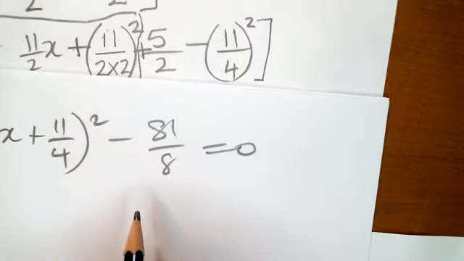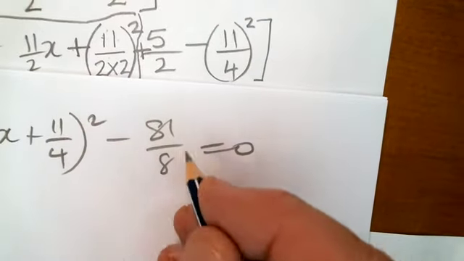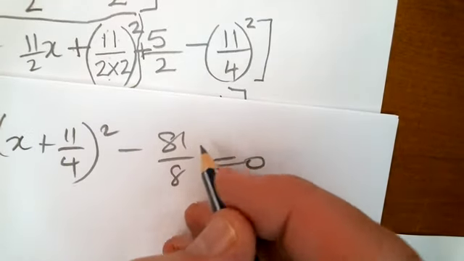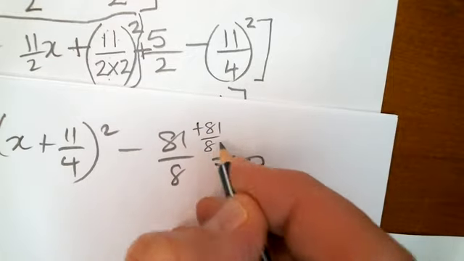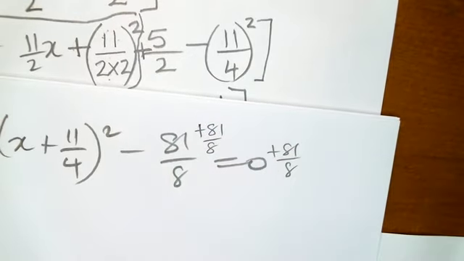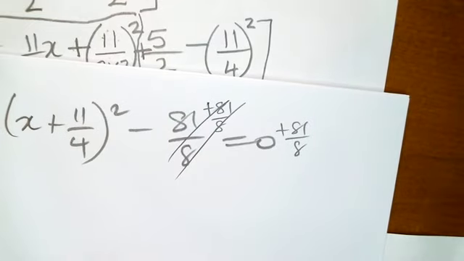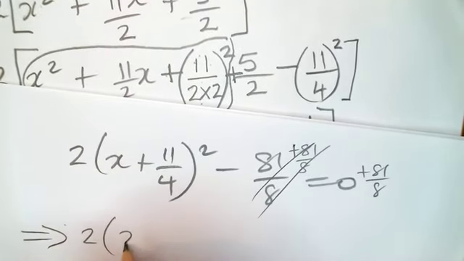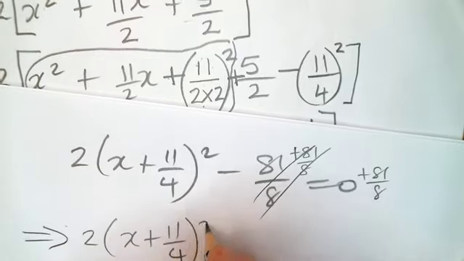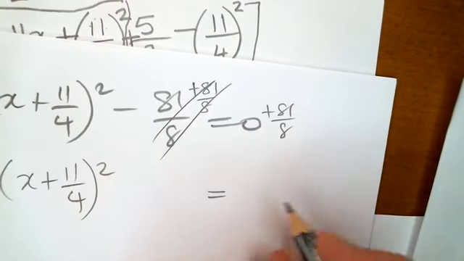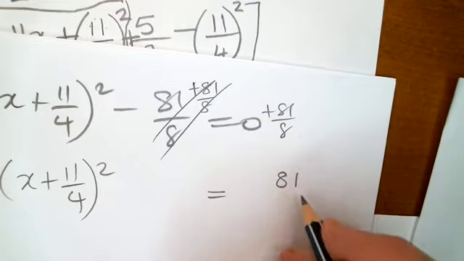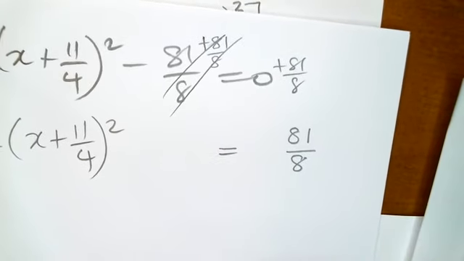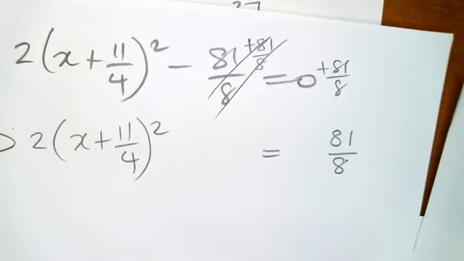So the first thing I'm going to do is I'm going to add, in fact, I'm going to use a sharper pencil. Here we go. I'm going to take the 81 over 8, and I'm going to add 81 over 8 to both sides. So 81 over 8 subtracting from 81 over 8, of course, gives me 0. So on this side here, that implies that I'm going to end up with 2 times x plus 11 over 4 all squared, and that's equal to 81 over 8.